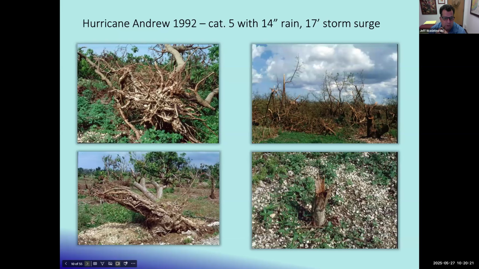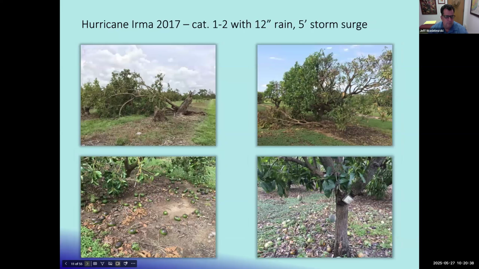So Hurricane Andrew, look at that devastation. So you had a category 5, you had 14 inches of rain to make things worse, and you have a 17-foot storm surge. So the water is coming up from the bay. Irma, category 2, still had 12 inches of rain and a 5-foot storm surge. Still did major damage there.